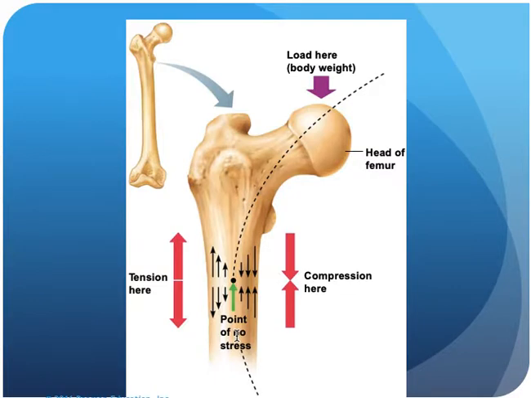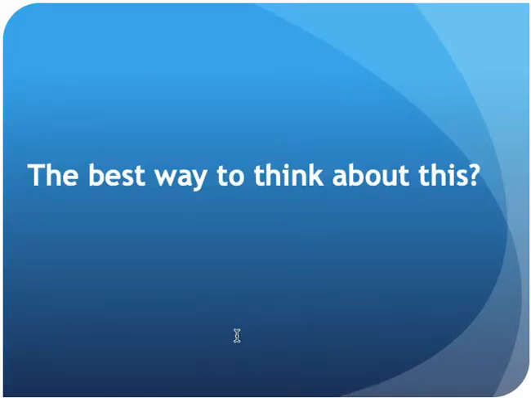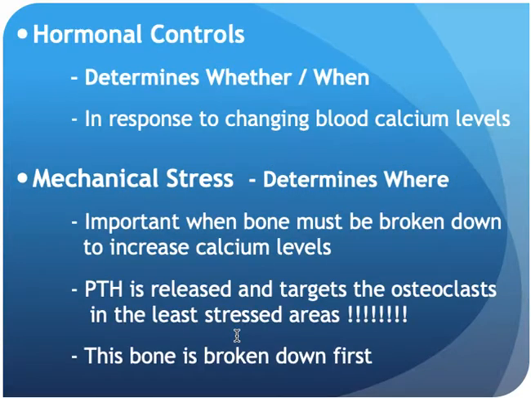Okay, so the best way to think about this, and again, this is for good multiple choice questions, is that my hormonal controls are going to determine whether and when I break down my bone to restore those levels of calcium. They're going to monitor those changing blood calcium levels, and when they get too low, they're going to start to break down the bone to restore those levels. The mechanical stress is going to determine where.